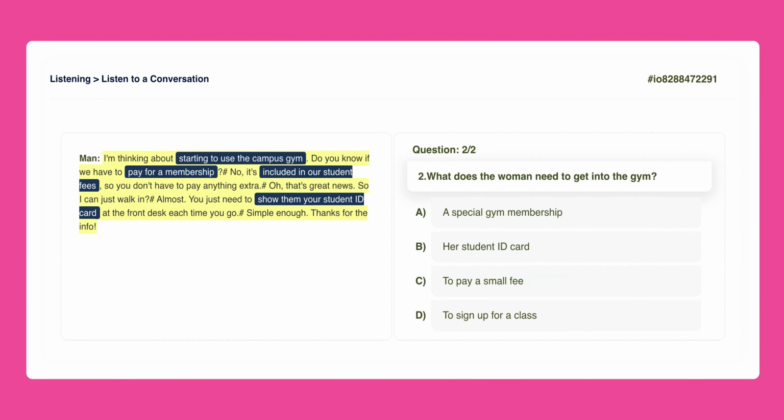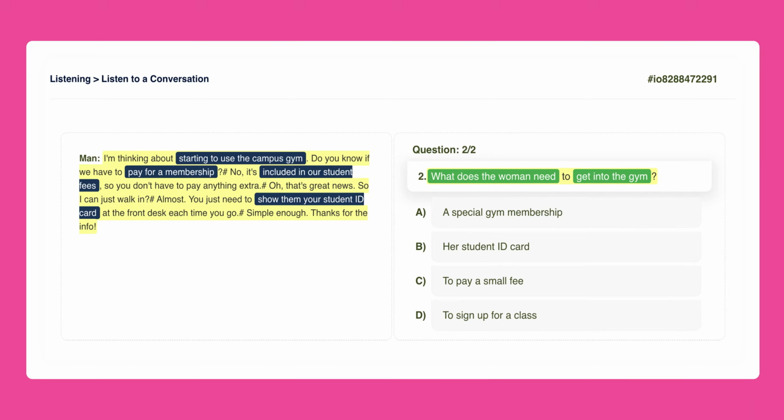Now let's move to the second question. This one focuses on a specific detail mentioned by the man. What does the woman need to get into the gym? This question is a detail question. It asks, what does the woman need in order to get into the gym? We need to scan our memory or notes for the specific requirement the man mentioned for entry. The man explicitly states the requirement in the fourth sentence. Show them your student ID card.